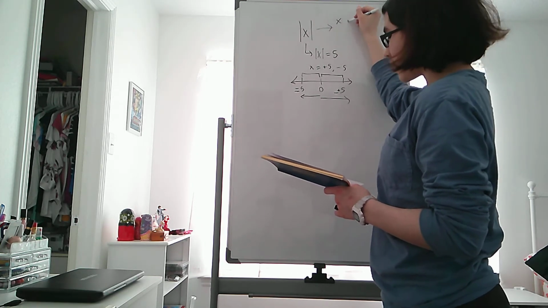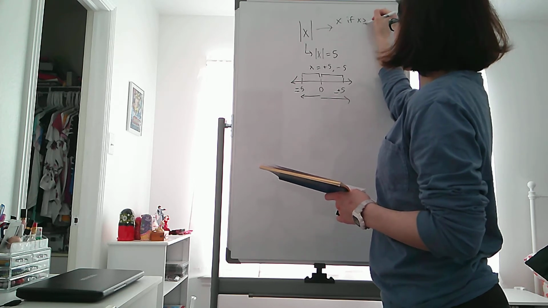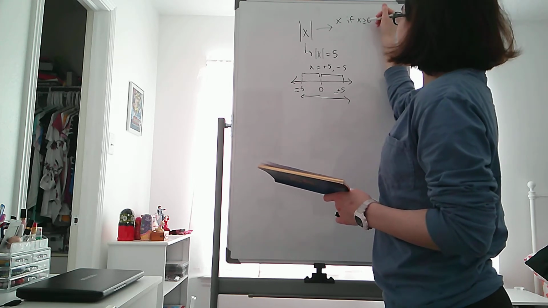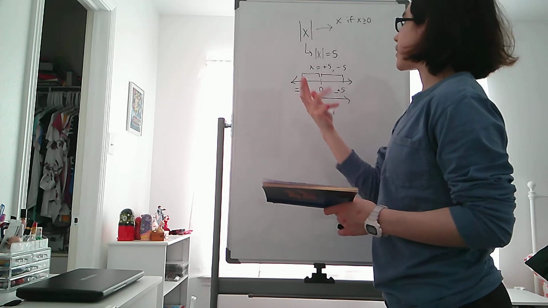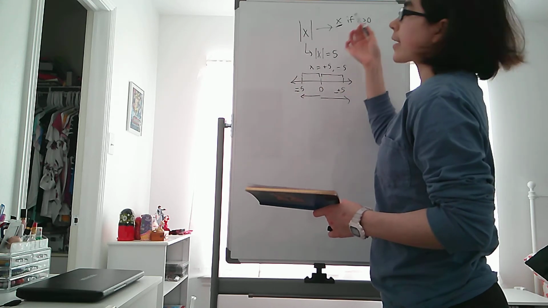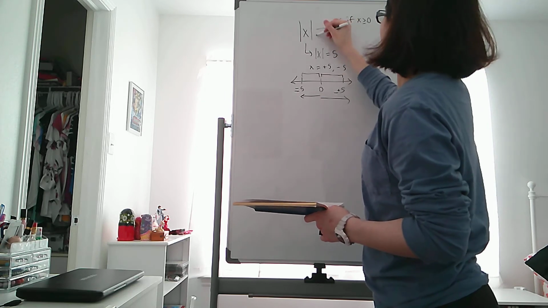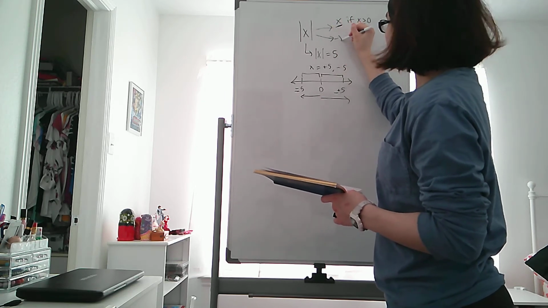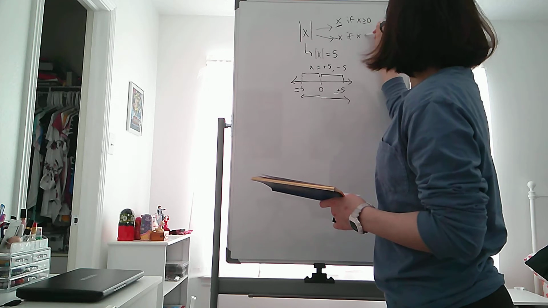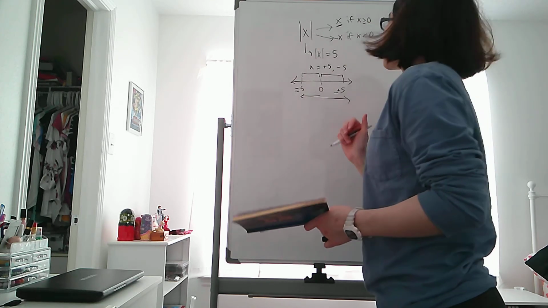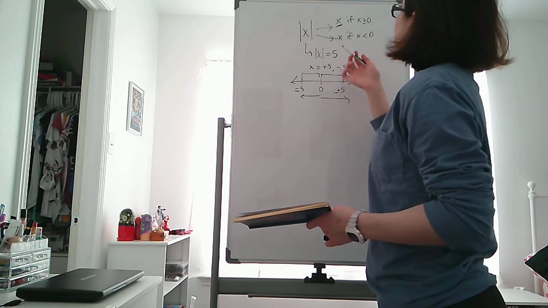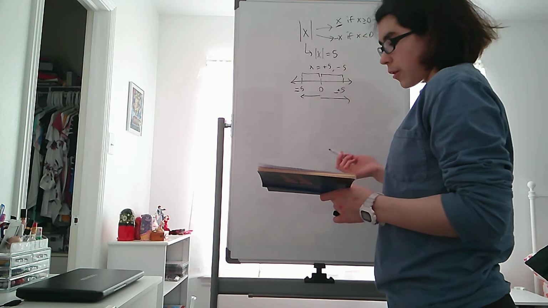if x is greater than or equal to 0. Because if x is greater than 0, it's going to be positive, so you're just going to have positive x. But it's going to be negative x if x is less than 0. Because if x is less than 0, you have a negative number, which means it's going to be a negative x, okay?